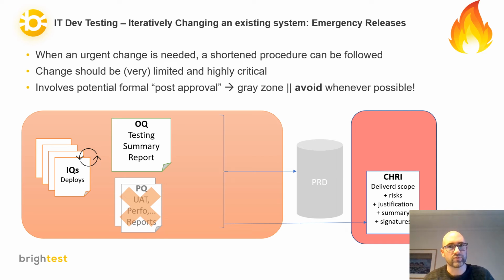Then we put the software immediately in production and provide a document to business that summarizes our emergency testing activities. So it's a change request and implementation document, also with the scope of the change, the risks, why we did it, and an overview of all the activities in the development process. So that also needs to be signed by the involved business users, QA, and the technical involved people.